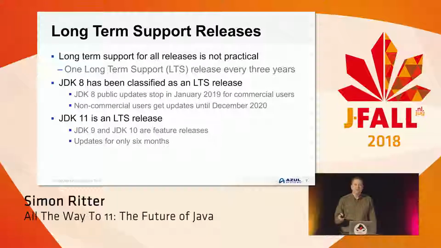JDK 11, the one that just came out, is the first new long-term support release under this new release cadence. So JDK 9 and JDK 10 are both feature releases. And that means that they only get updates until the next release comes out. So only 6 months of updates, and then that's it. If you look at JDK 9 and JDK 10, there is no more development of that at all.